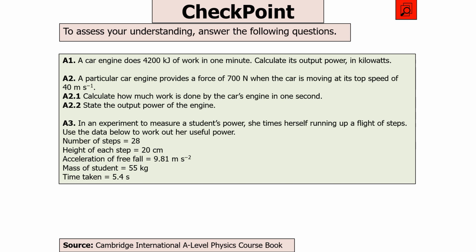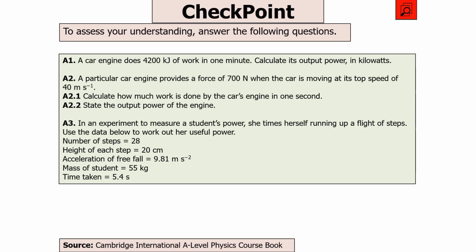The next question says, a car engine does 4,200 kilojoules of work in 1 minute. Calculate its output power in kilowatts. Then a particular car engine provides a force of 700 newtons when the car is moving at its top speed of 40 meters per second. Calculate how much work is done by the car's engine in 1 second. State the output power of the engine.